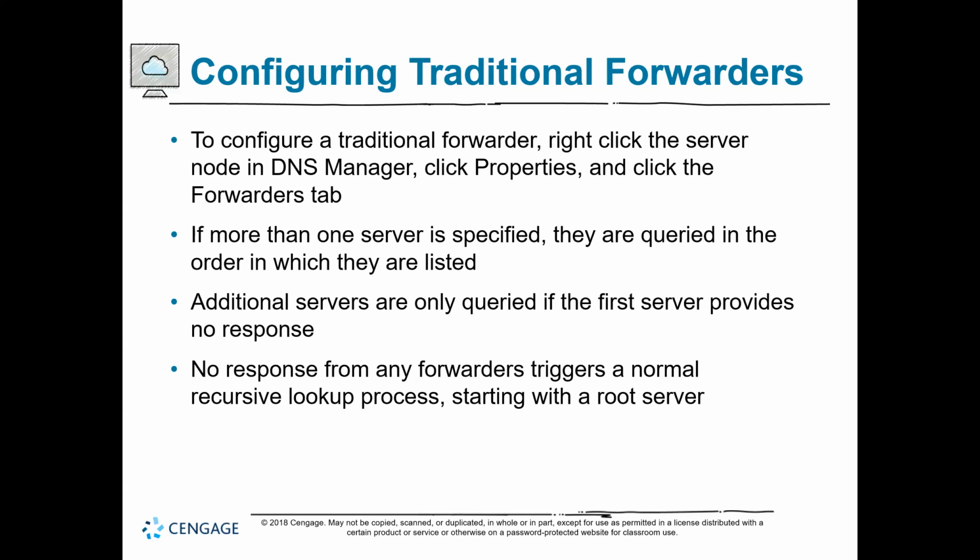Configuring traditional forwarders. To configure a traditional forwarder, right-click the server node in the DNS manager. Pretty much everything you right-click and go to properties if you need to change it. Click the forwarders tab. If more than one server is specified, they are queried in the order in which they are listed. Additional servers are only queried if the first server provides no response. No response from any forwarders triggers a normal recursive lookup process, and it starts with a root server.